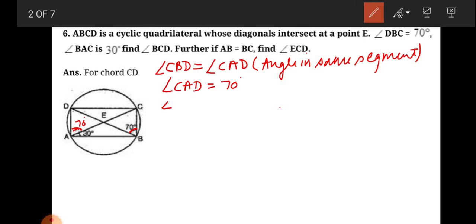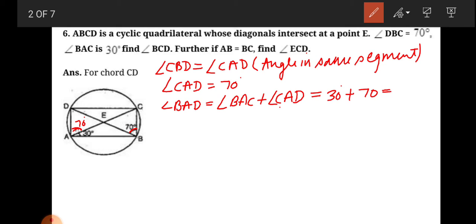Now angle BAD is equal to angle BAC plus angle CAD. So the value of angle BAC is 30 degrees plus the value of angle CAD is 70. So angle BAD is 100 degrees.